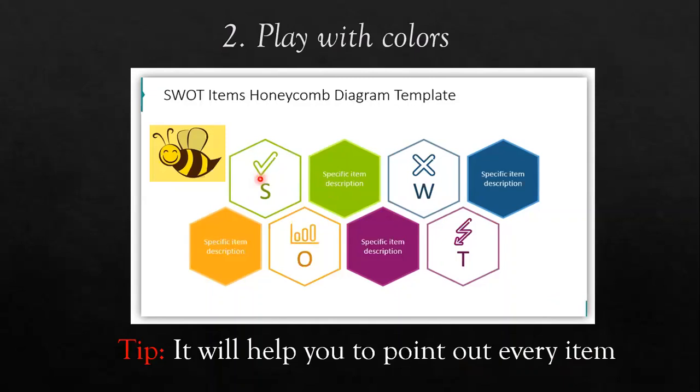So we know that S means strength. So obviously the other green graphic is going to tell you something positive. So it says specific. Here we have a specific item description for strengths. Same with blue colors. This one, they are connected. Weaknesses on this blue graphic, and then here you're supposed to write the description.